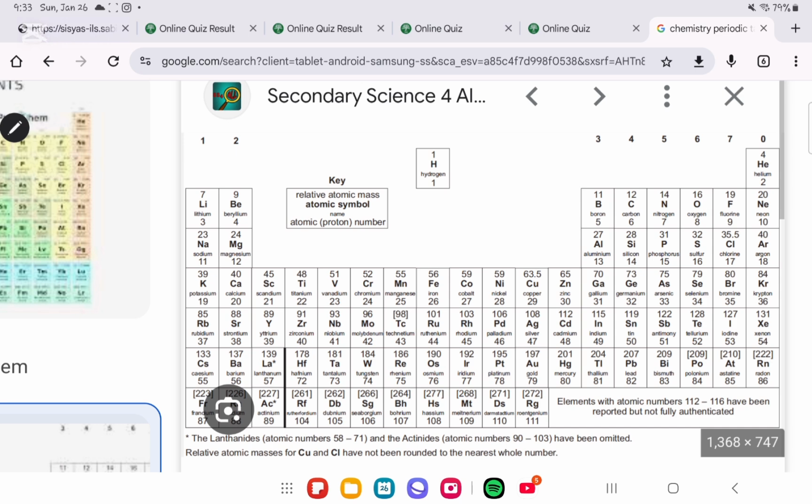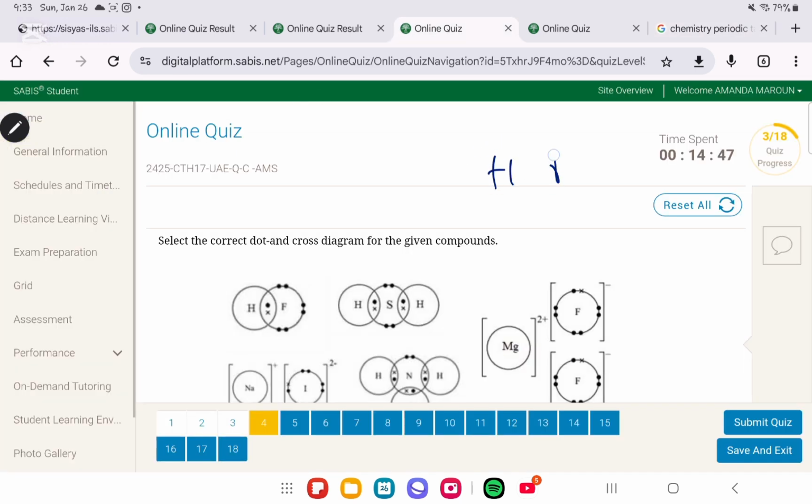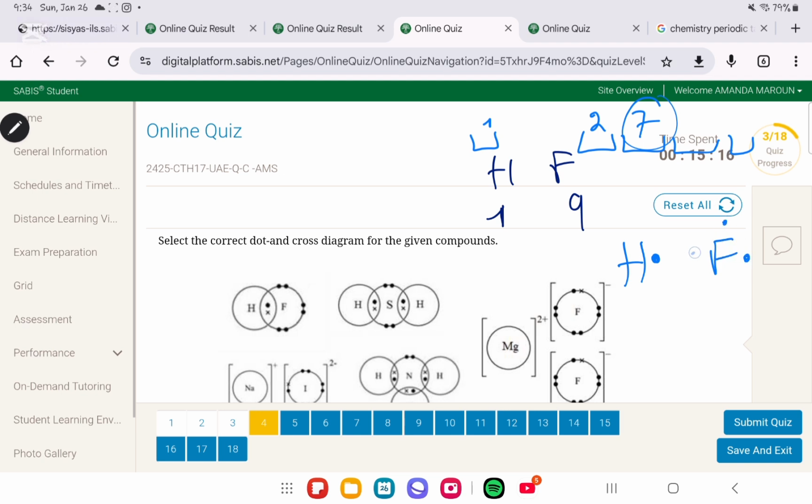Okay, so we're going to keep this in mind, and we go back to the quiz. HF, we know H is 1 and F is 9. For H, doing its electronic configuration, we are going to get 1. So it's going to have H and it is going to have 1 free electron. F, on the other hand, if you do its electronic configuration, it's going to be 2, 7. So that means there are going to be 7 valence electrons around F. So F is going to have 1, 2, 3. I missed one. 1, 2, 3, 4.